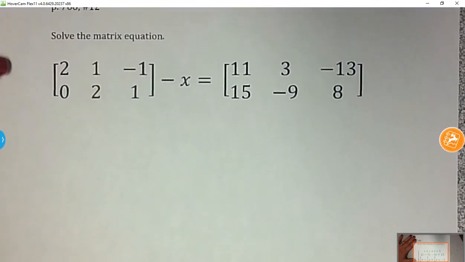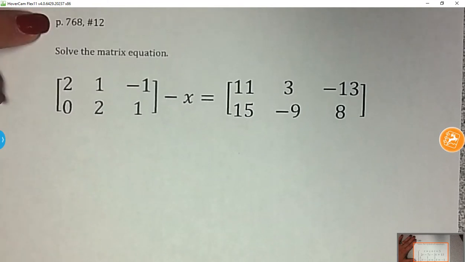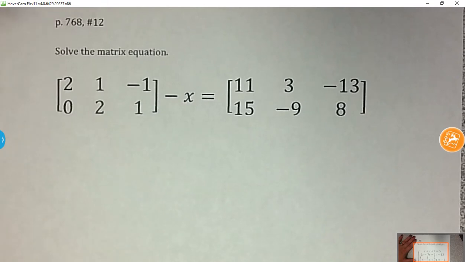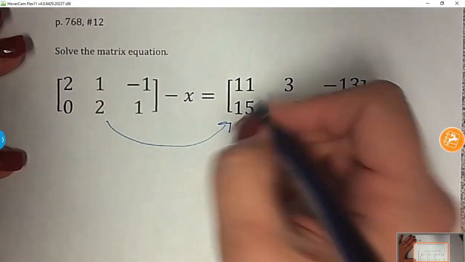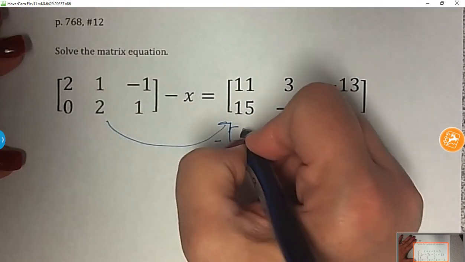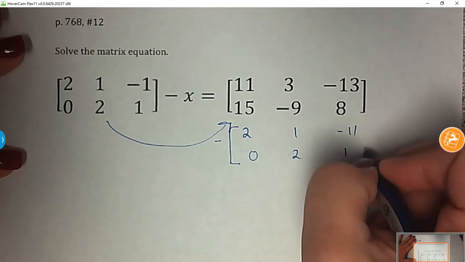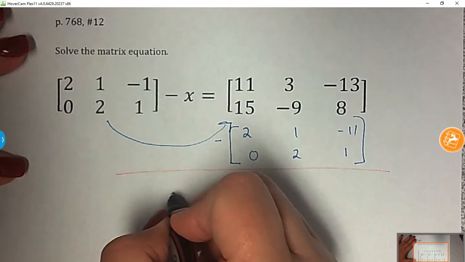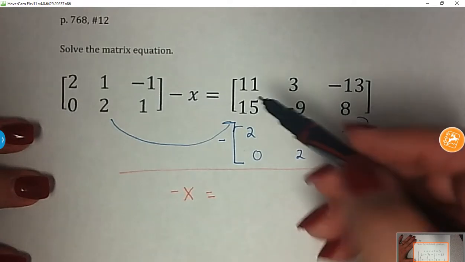So now we have another matrix equation to solve. This one's in your book on page 768. It's not part of the examples. It's number 12 in the homework set. We're going to start out the exact same way we did the other. We're going to take this and subtract it from both sides. But what that's going to leave me with is negative x, and then I'm going to have to take care of that negative.